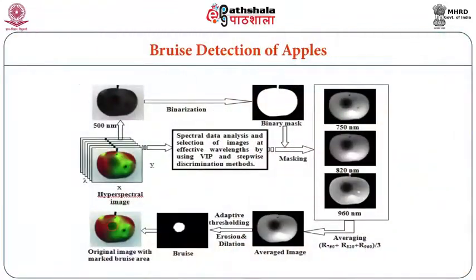So in this picture you can see a bruise at 750 nanometer, a bruise at 850 nanometer, a bruise at 960 nanometer. The average of the three will be the right bruise size. So you can see here, 750 plus 820 plus 960 divided by 3, you will get the average image of that bruise.